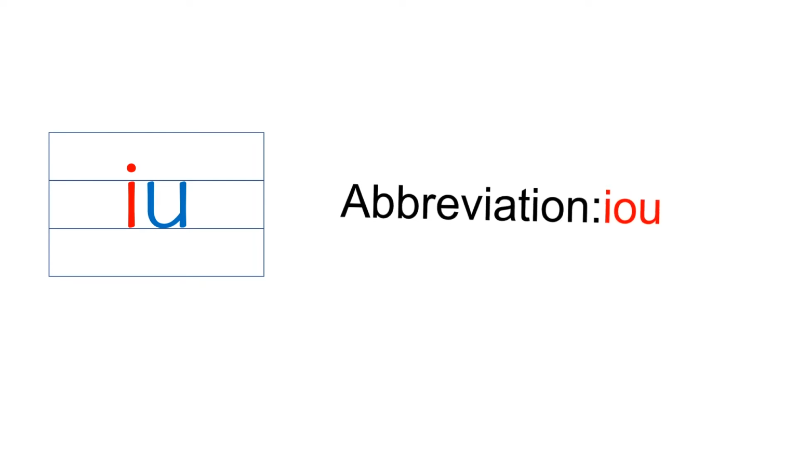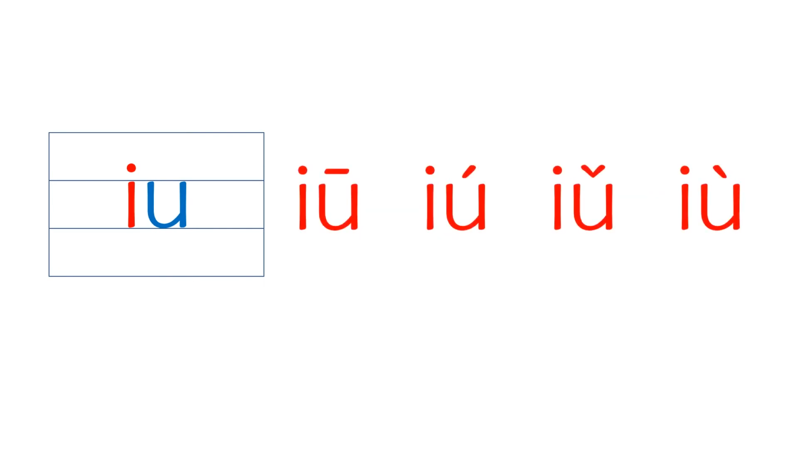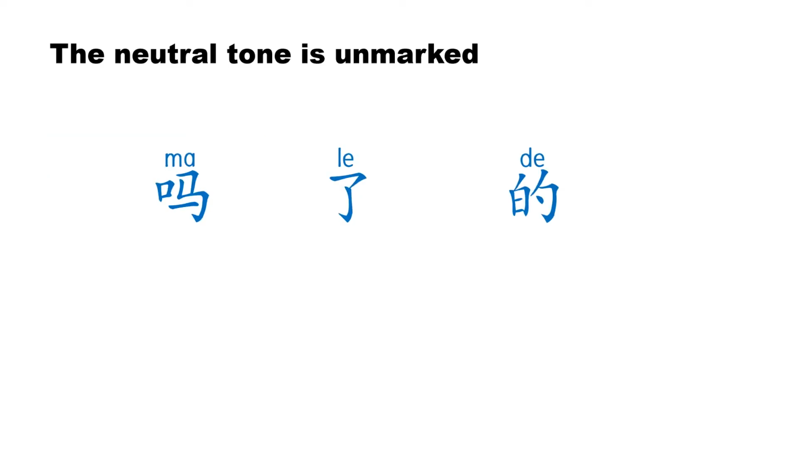However, the compound final iu is an exception to this rule, in which the tone mark is put on u rather than i, as iu is the abbreviation of iou. And the neutral tone of a syllable is unmarked. For example, these 3 characters are pronounced in the neutral tone, and there is no tone mark above their syllables.